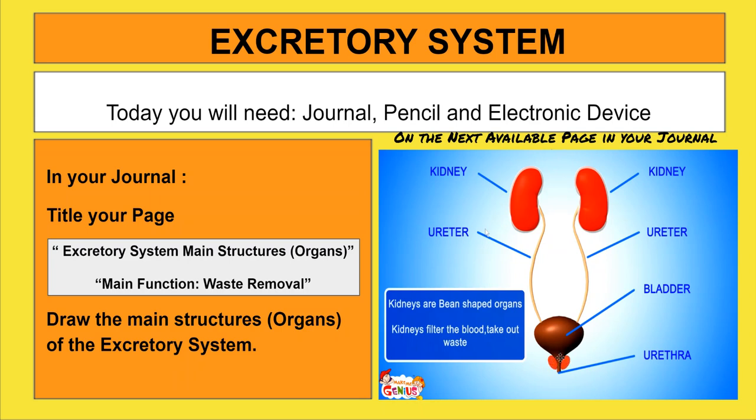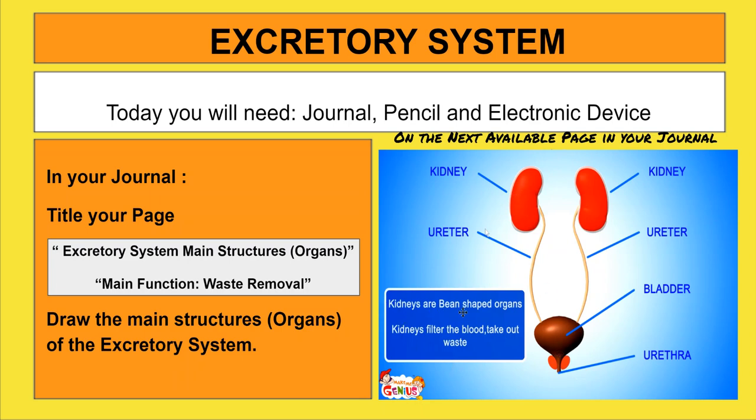And the urethra is the tube that leads the urine outside the body. And so this is exactly where it's at. It's where the urine is coming out of your body. Whether you're a boy or whether you're a girl, you have a urethra. So I want you to go ahead and draw the main structures of the excretory system.